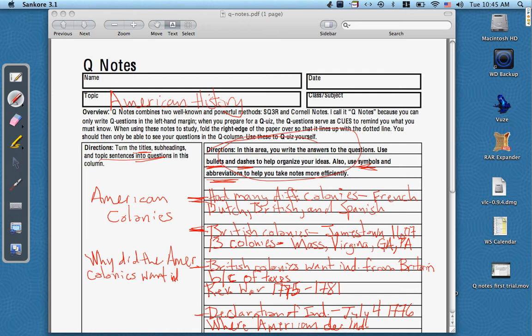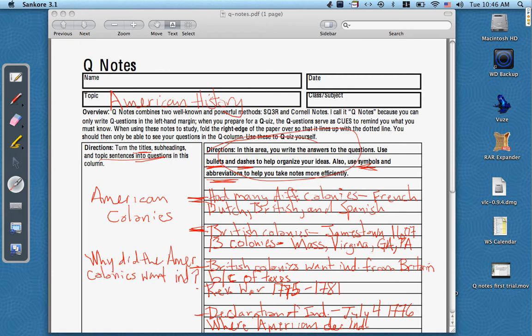Oops, I forgot my N. Why did the American colonies want independence? I'm going to rewrite that so you can read it. Question mark. Or you could say, when did the Revolutionary War begin and last, or something, right? Something that turns these notes into a question. The main topic of these notes over here, right? These notes into a question that you can write over here.